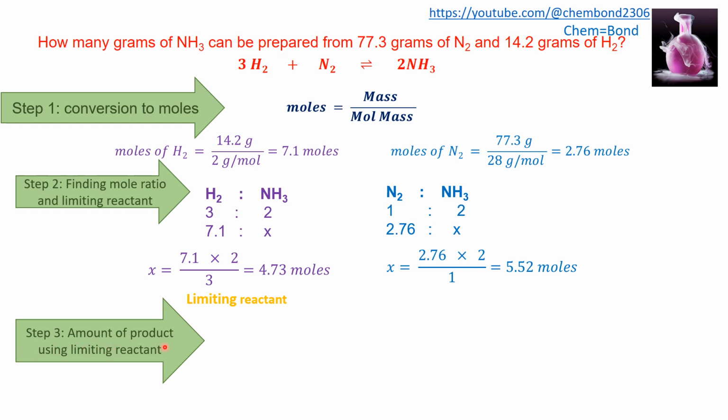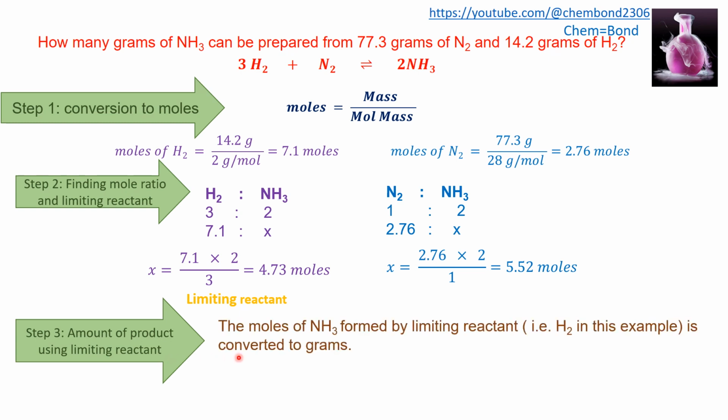Step 3 is the amount of product using the limiting reactant. So we will find the amount of product. The moles of ammonia, that is 4.73 moles, produced from the limiting reactant, are converted to grams.